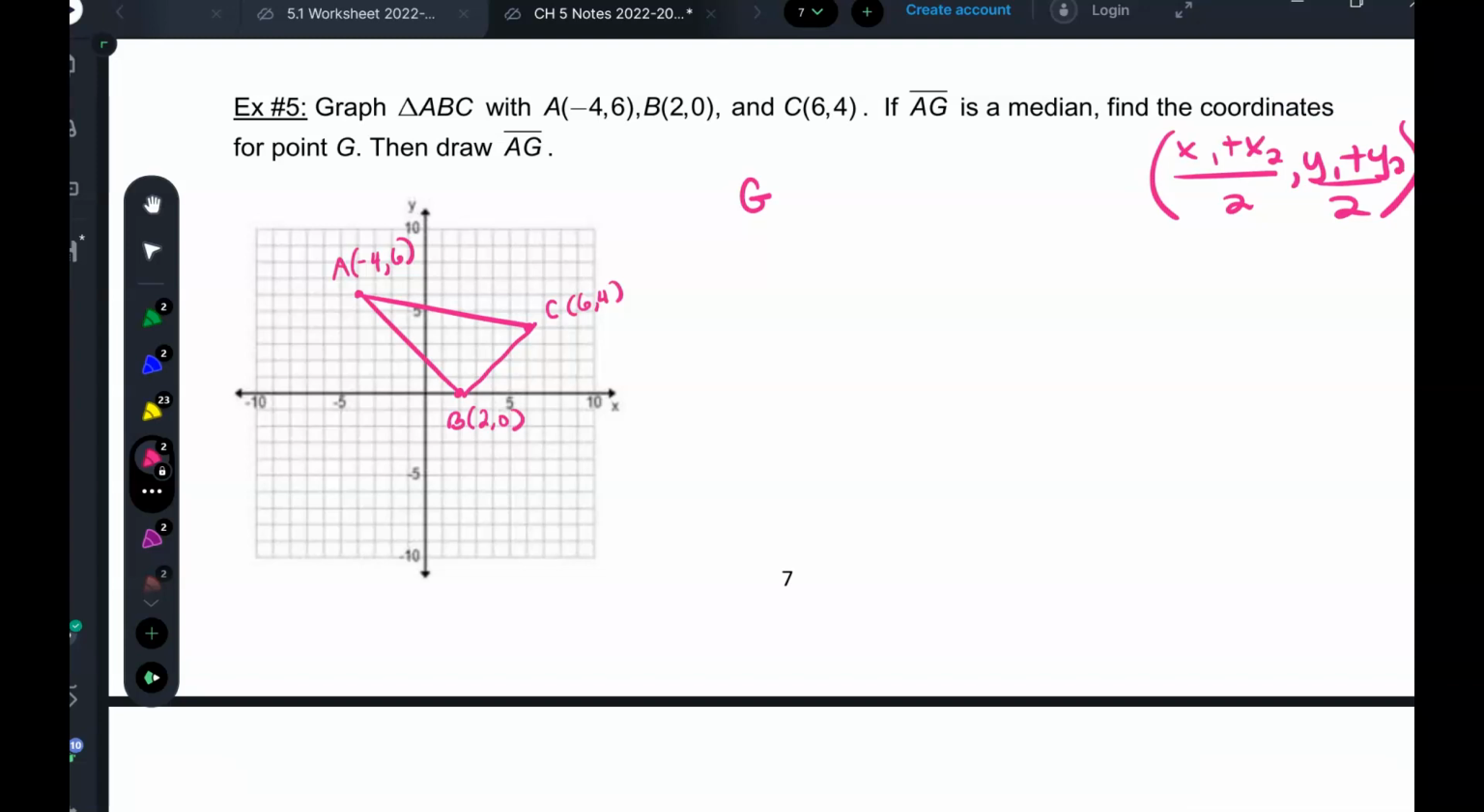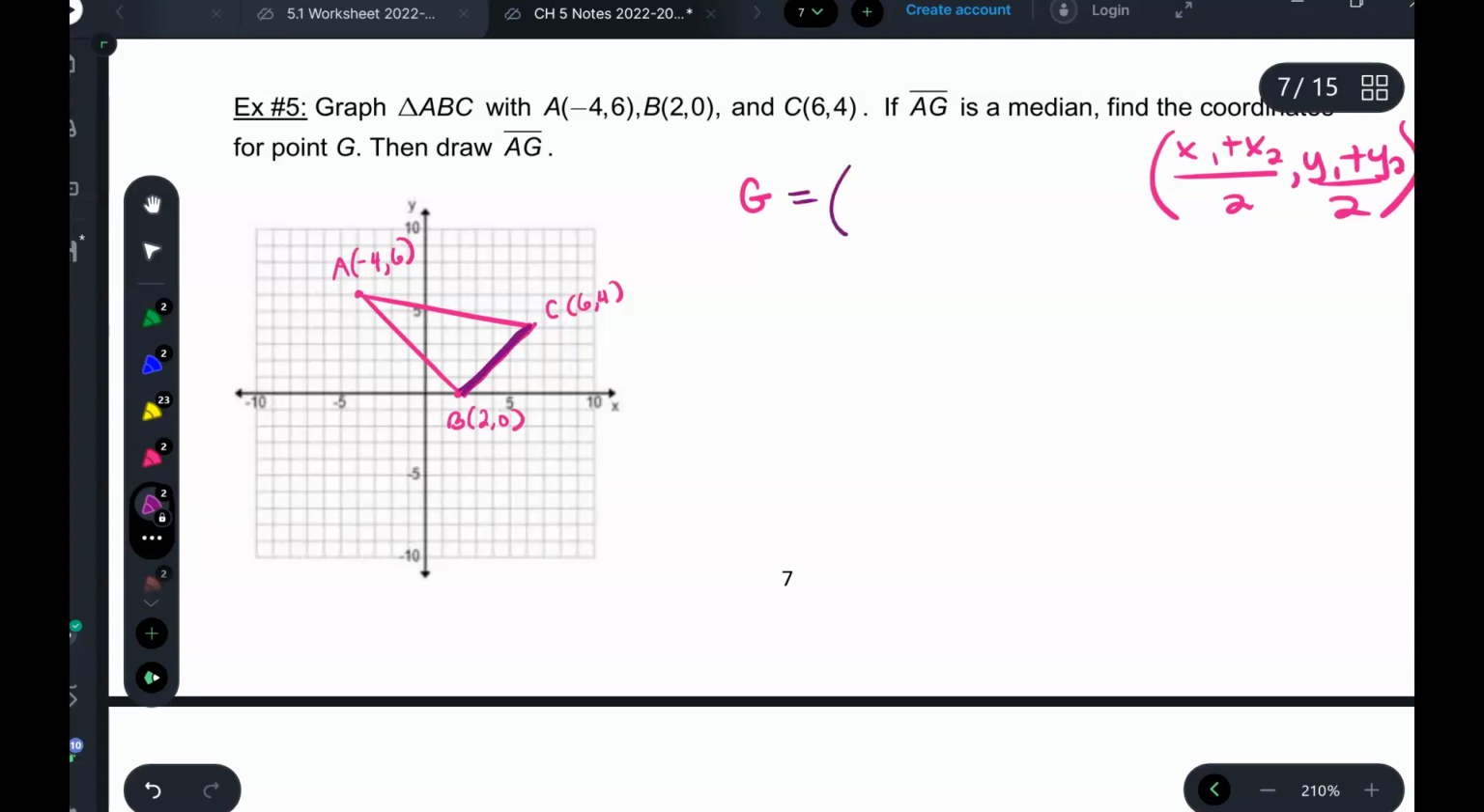Was it x1 minus x2? Nope. Average. If you have two test scores and you want to average them, do you add them and divide by 2 or subtract them? Right? So when you're finding the midpoint, you're finding the average. Now, G is going to be the midpoint of which segment? BC. So I want to take BC, and let's find that.